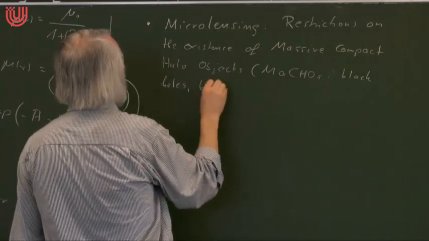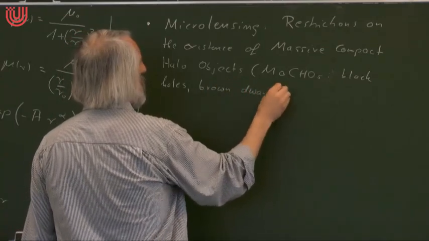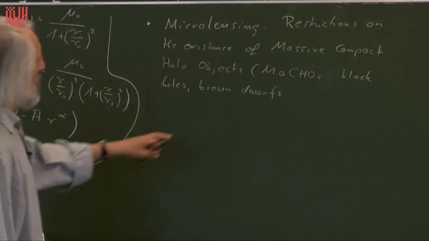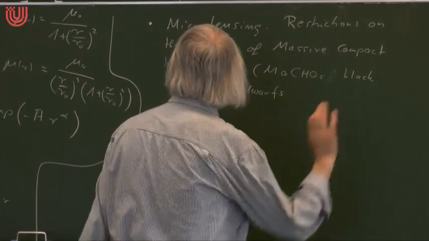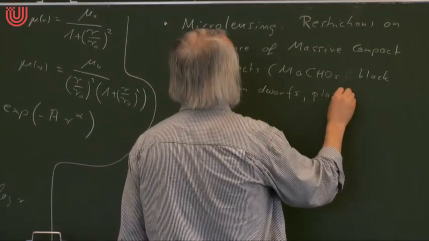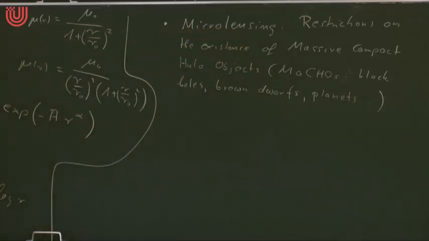It is brown dwarfs. How is it spelled? In this way, or with a V? I'm not sure. The singular is with an F, right? Maybe this is with VE. But anyway, you know what I mean. Brown dwarfs and planets, and maybe some other things.